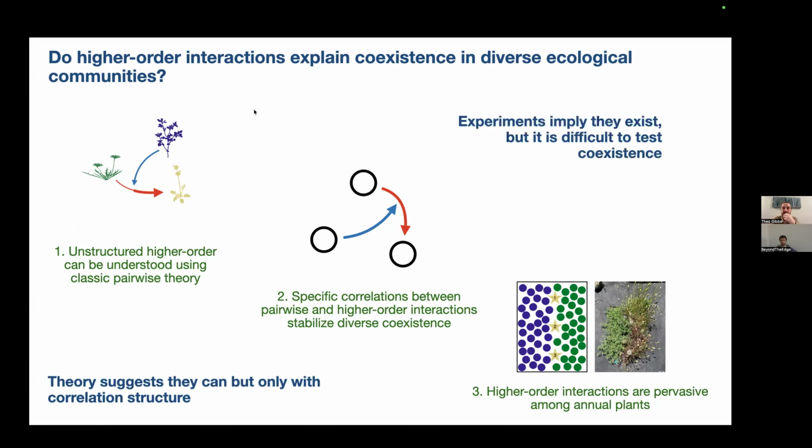And then our experiments show that they existed, but it's very difficult to test coexistence in these systems of annual plants. And that's because, although in 1 year I can get pretty good estimates of how strongly the plants are competing, it takes something like 50 years to actually measure coexistence, to measure the assembly of a given set of species experimentally.